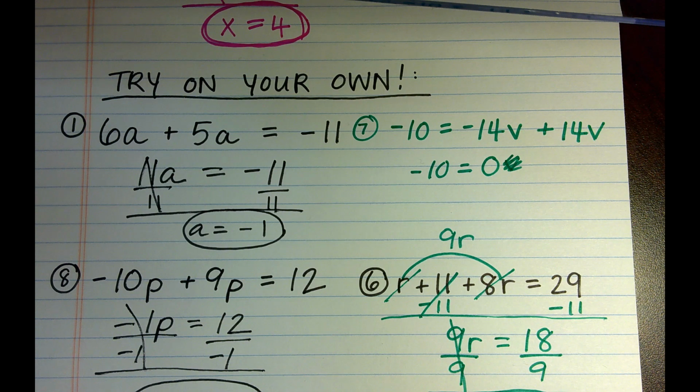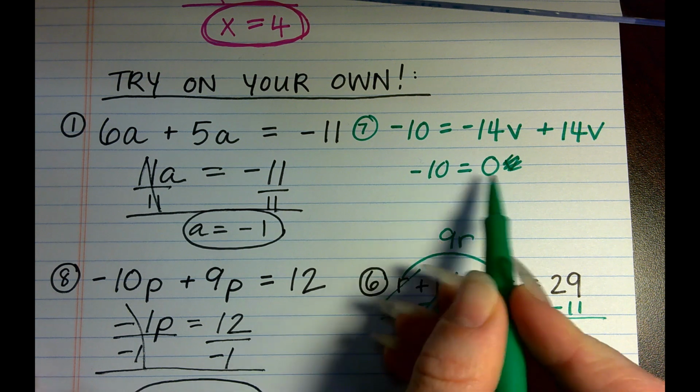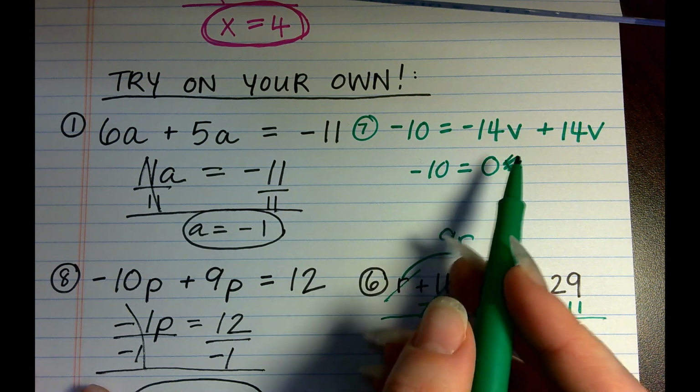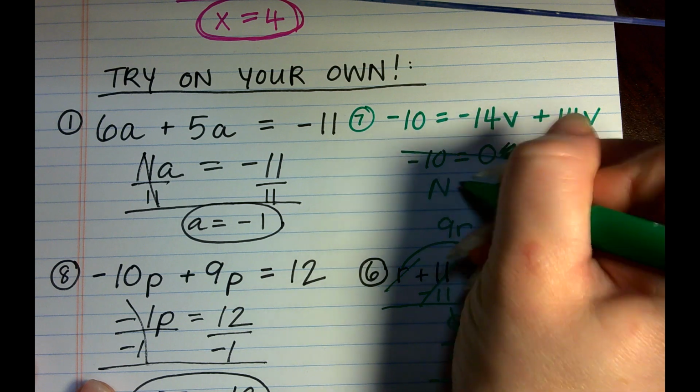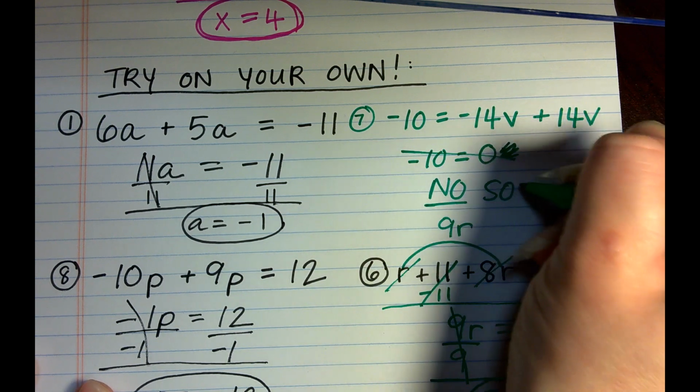Can I do anything else? No. Is this true? Negative 10 is equal to 0? No, it's not true. So if you get something like this where I cannot go any further, and this is not true, we cross it out. We say no solution.